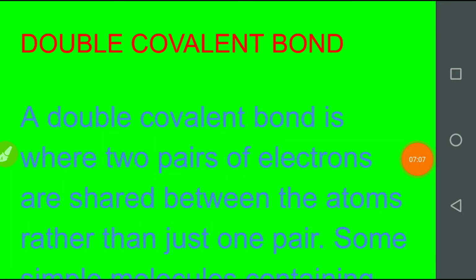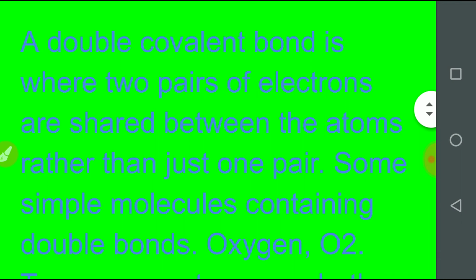Next, the double covalent bond. A double covalent bond is where two pairs of electrons are shared between the atoms rather than just one pair. Some simple molecules containing double bonds are, for example, oxygen and carbon dioxide. A covalent bond formed by the mutual sharing of two electron pairs is called a double covalent bond.